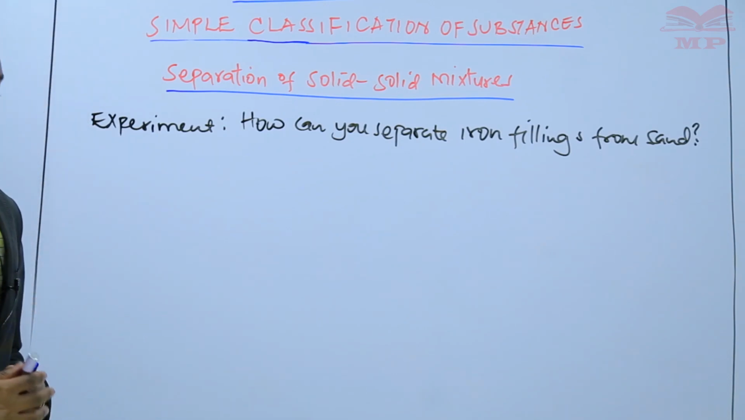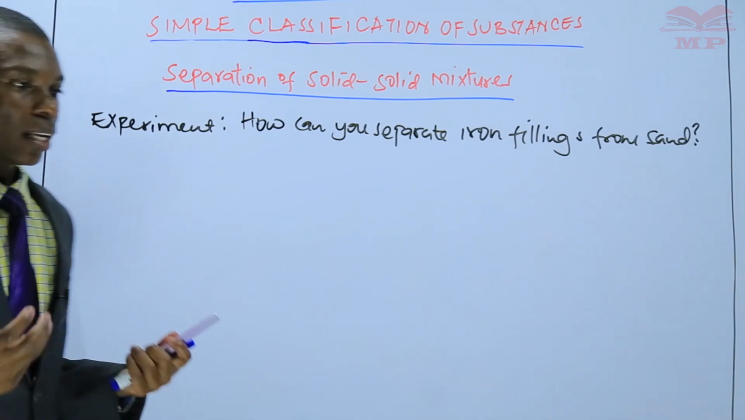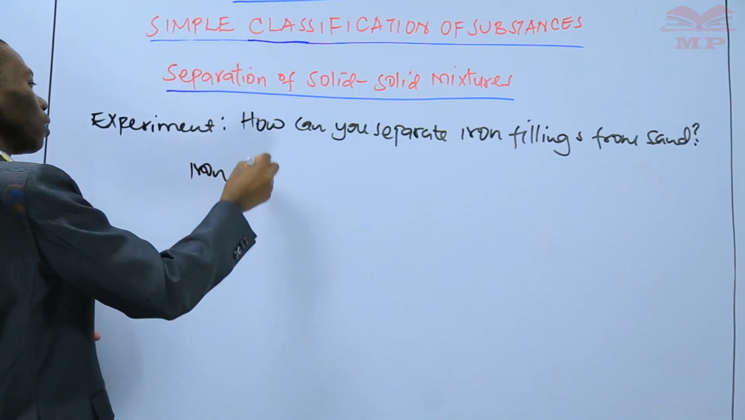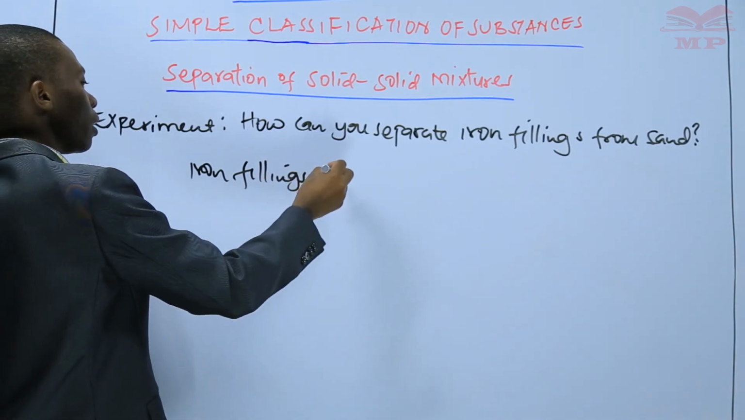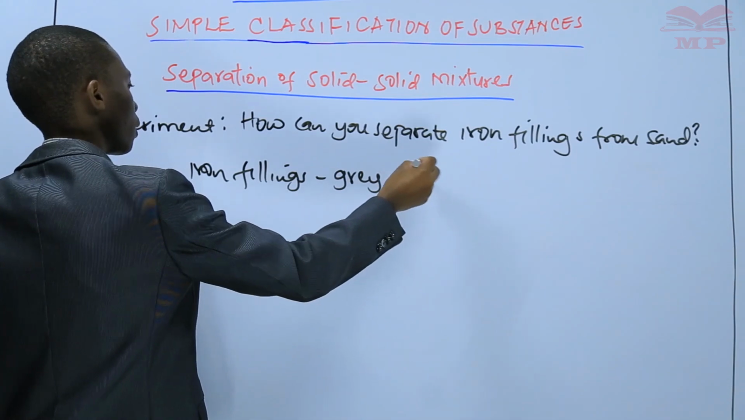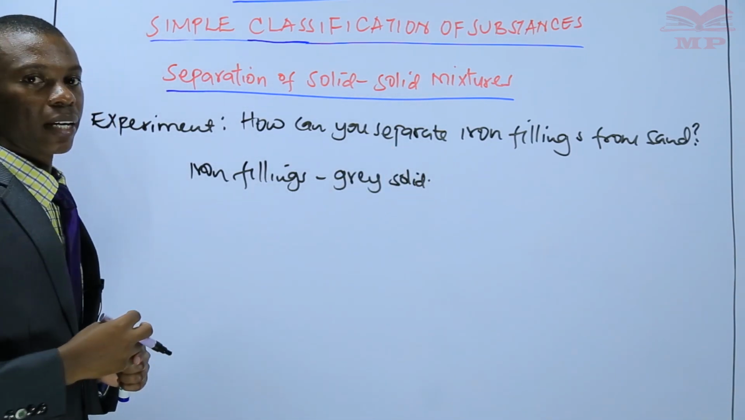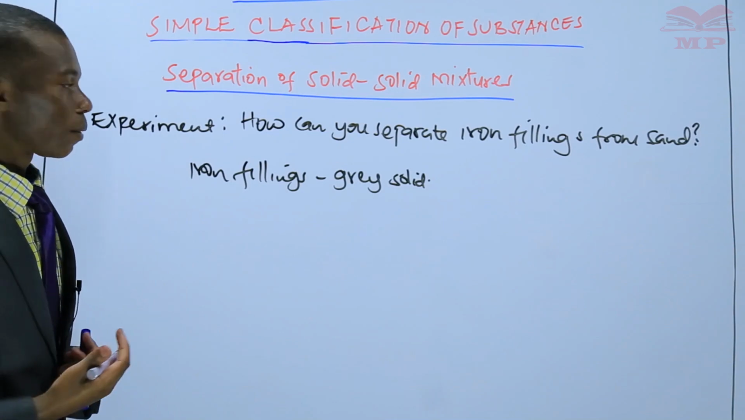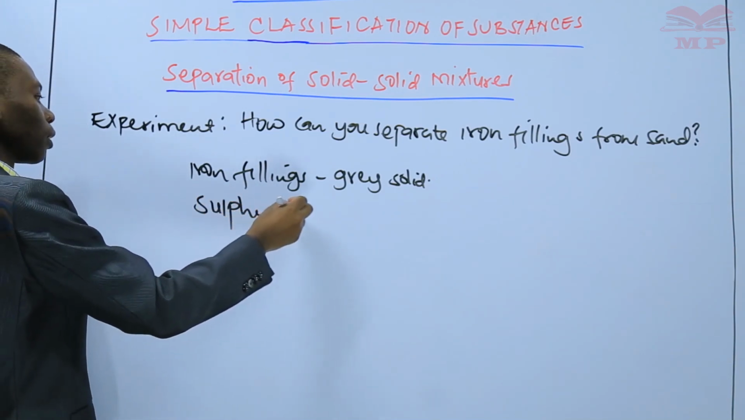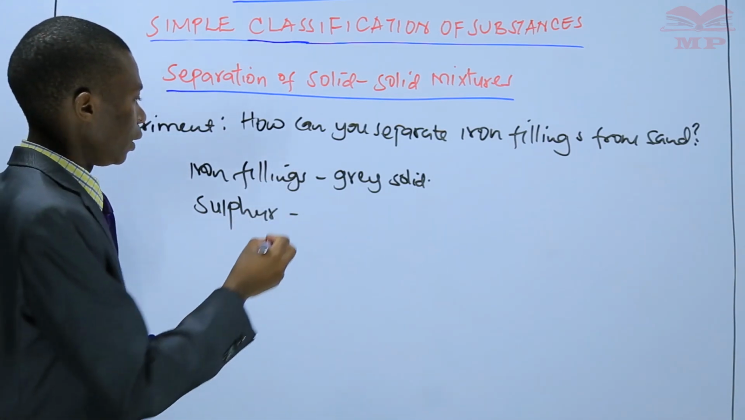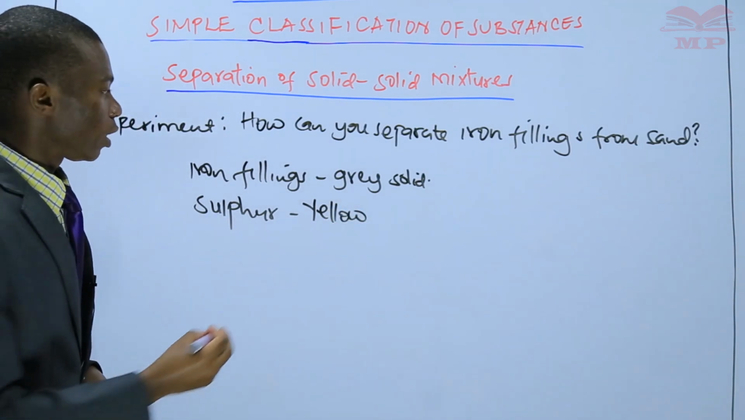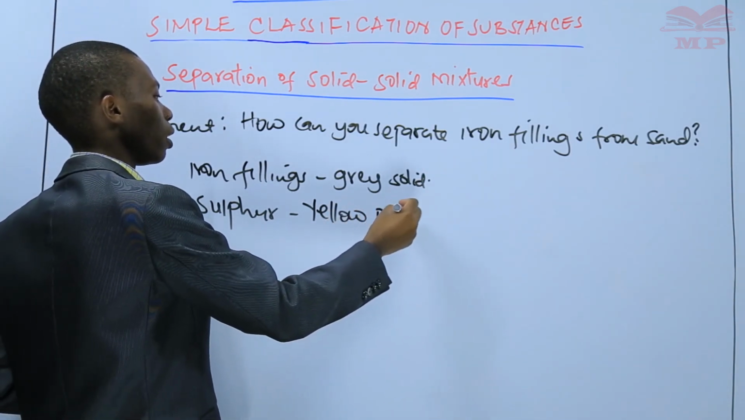You know, if you get the iron filings, the color is gray. So it's a gray solid. Iron filings have a gray color. Then you have sulfur. The color of sulfur is yellow. Therefore, sulfur is a yellow solid, or you can say it is a yellow powder.